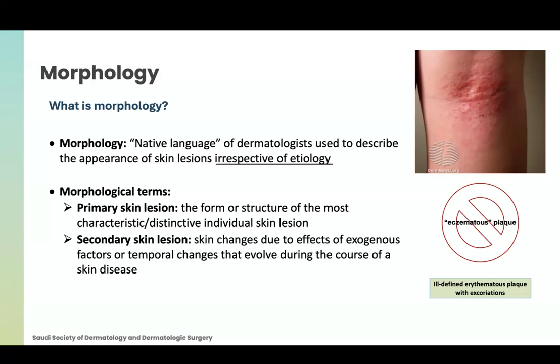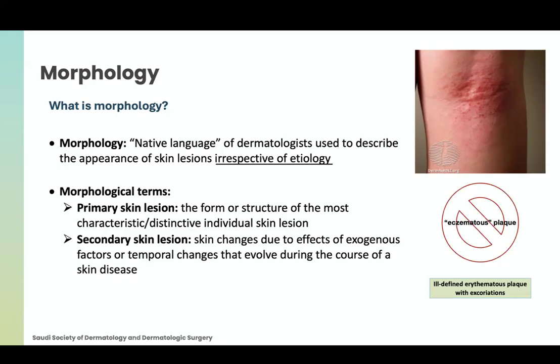What does that mean? That means if you have this eczematous plaque on this patient's antecubital fossa, either of two things. One thing is that an exogenous factor such as scratching is going to induce excoriations. So this is what a secondary skin lesion means. Or the temporal changes that evolve chronically during the course. So for example, they had an acute eczema and they developed a vesicle or a bulla. Bullae have water, right? So as they evolve, the water is going to leak.